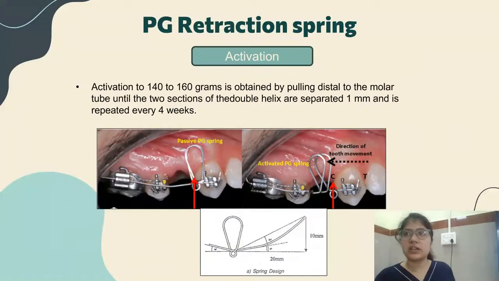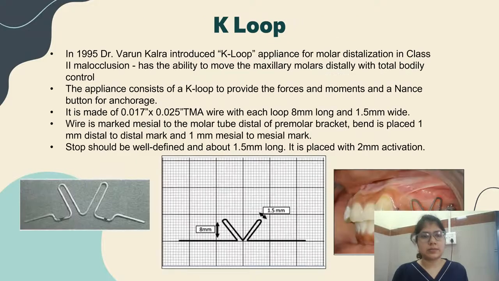So this is how a PG retraction spring is activated. Activation to 140 to 160 gram is obtained by pulling distal to the molar tube until the two sections of the double helix are separated by 1 mm, and this is repeated every 4 weeks.